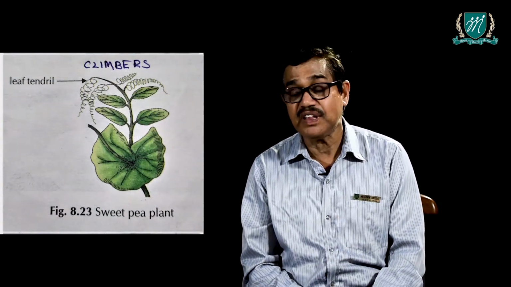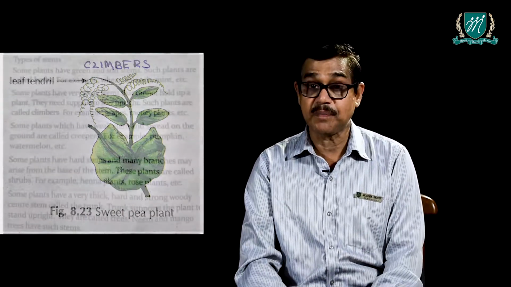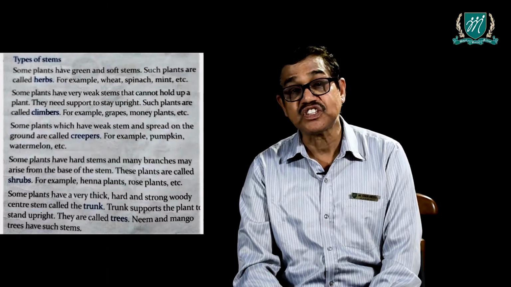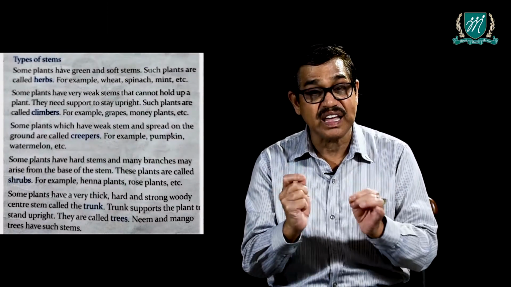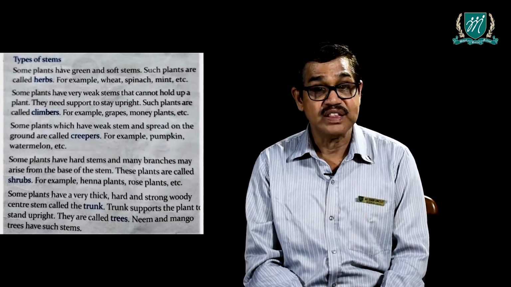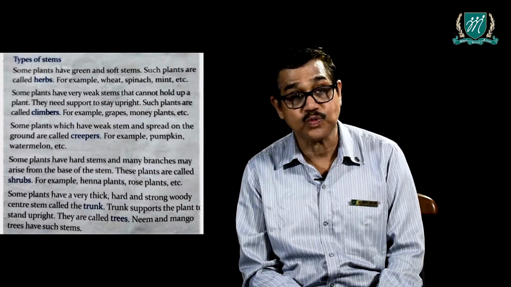The creepers do not have such things for climbing and therefore they creep on the ground like pumpkin and watermelon. The shrubs are those plants which have a little thick and stiff branches. They are woody in nature and many of them can rise at the base of it like the rose plant. Then you have the trees with a thick stem that's called the trunk. It's hard and woody in nature. Some stems can grow underground. They store food such as potato and ginger.